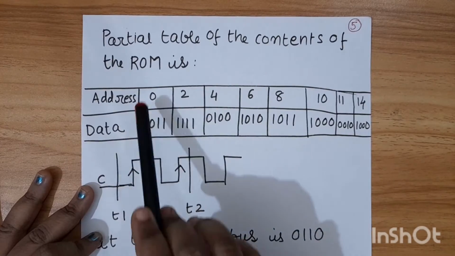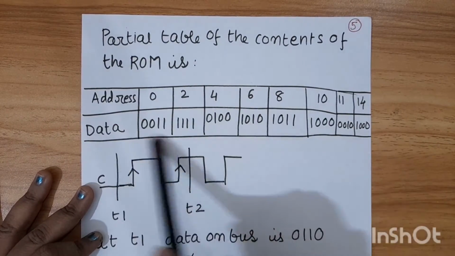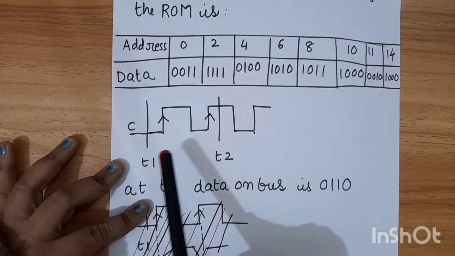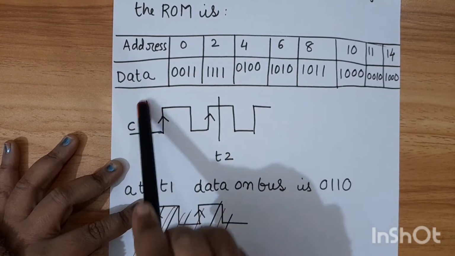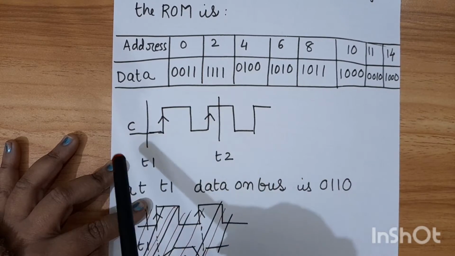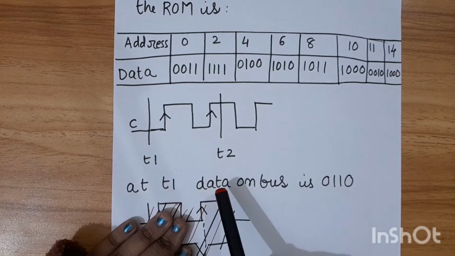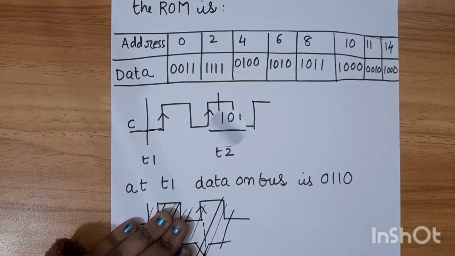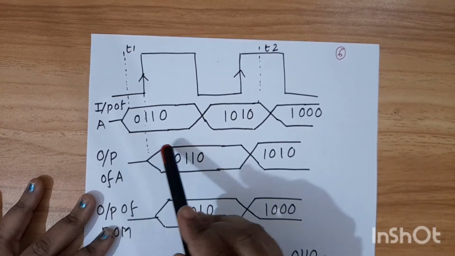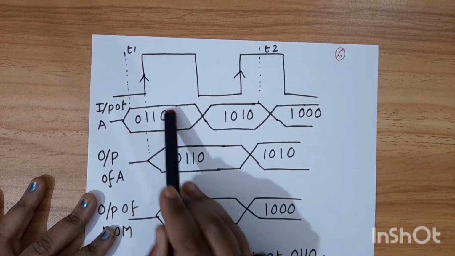For addresses 0, 2, 4, 6, 8, 10, 11, 14, the corresponding data is provided. And this is the clock, with T1 and T2. This is the time T1 and this is the time T2. These are the rising edges of the clock C. So at time T1, the data on the bus is 0110. Here is the timing diagram. Now, at time T1, the data on the bus is 0110.